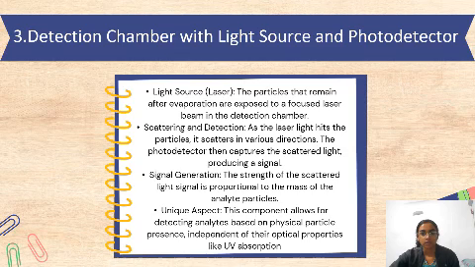Light source. The particles that remain after evaporation are exposed to a focused laser beam in the detection chamber. Scattering and detection. As the laser light hits the particles, it's scattered in various directions. The photodetector then captures the scattered light, producing a signal. Signal generation. The strength of the scattered light signal is proportional to the mass of analyte particles. Its unique aspect is that this component allows for detecting analytes based on the physical particle presence, independent of their optical properties like UV absorption.